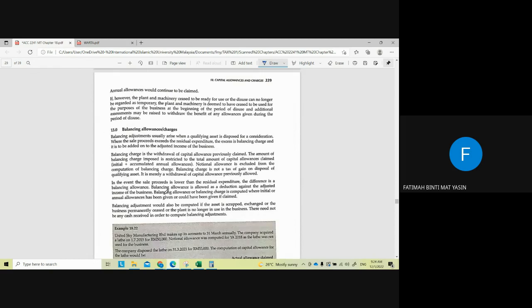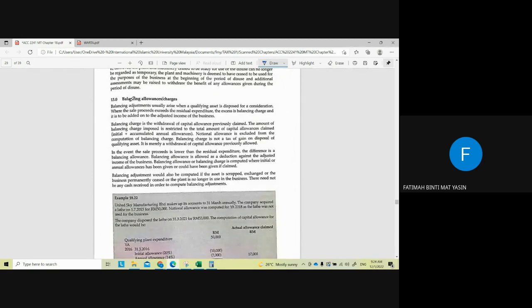Let's move to the next one, balancing allowance or balancing charges. As we have discussed before, balancing allowance is just like your loss on disposal. Balancing charge is like the gain on disposal. For balancing allowance, if the residual expenditure is more than the disposal value, which refers to the amount that the company received when the company disposed of the asset, then this one is a balancing allowance.